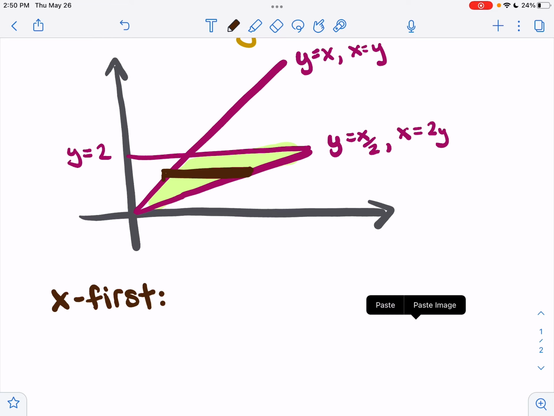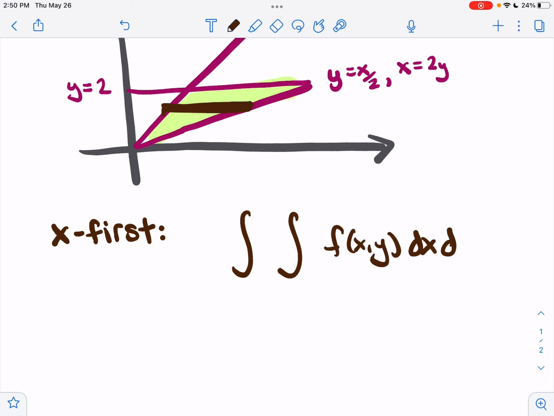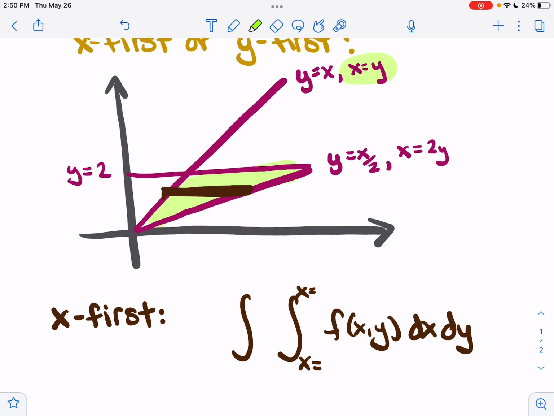So let's do it x first, and in that way we'll have our double integral. We have our function, f of xy. We're going to go x first and then dy. And so we'll have x equals something on the left to x equals something on the right. On the left, we have x equals y, and on the right, x equals 2y. So x equals y, x equals 2y. And for the y values, this lowest y value here is y equals 0, and the highest one is y equals 2. So we'll go from 0 to 2. And that'll be it for an x first double integral. That's definitely the way to go here.